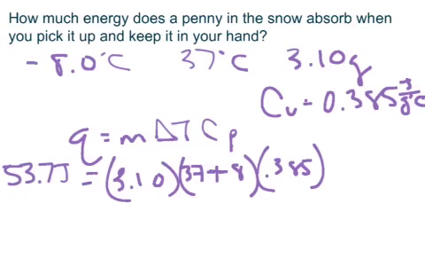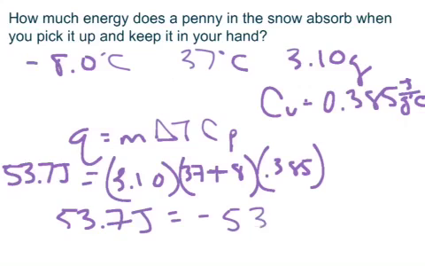joules of energy. So the penny is absorbing the energy, your hand is losing the energy. At the same time as the penny is absorbing, what we're really saying is that if the penny was, say, the system, the system is absorbing 53.7 joules, and the surroundings are losing the exact same amount. So it's going from your hand into the penny.